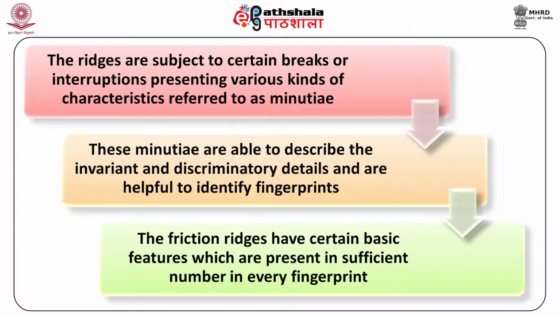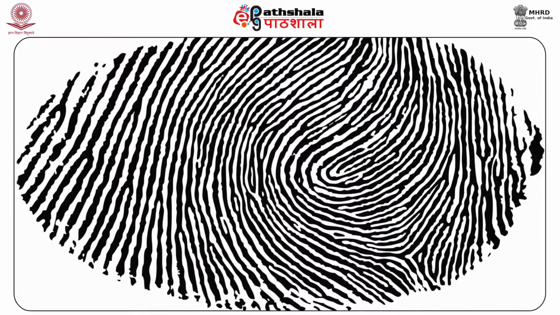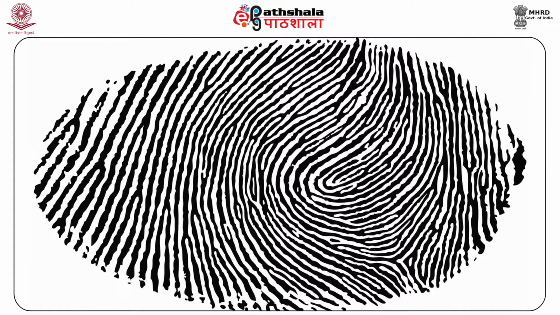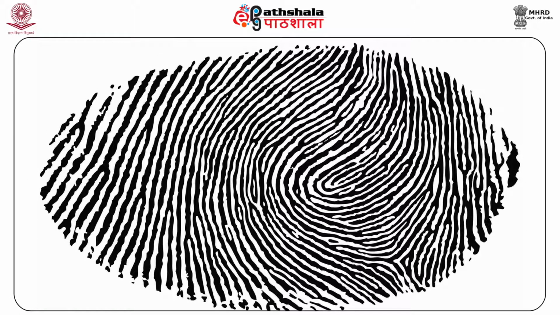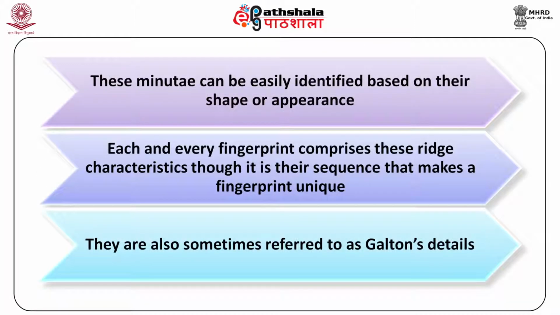The friction ridges have certain basic features which are present in sufficient number in every fingerprint. A single fingerprint may possess as many as 100 or more minutiae on a fingertip as depicted in the figure. These minutiae can be easily identified based on their shape or appearance. Each and every fingerprint comprises these rich characteristics, though it is their sequence that makes a fingerprint unique.